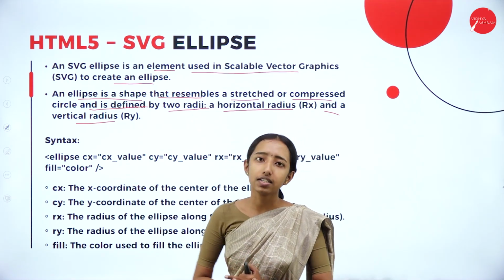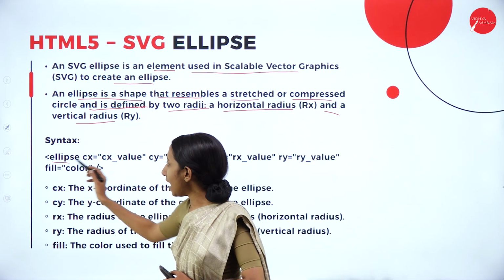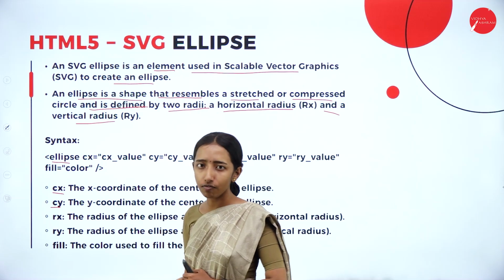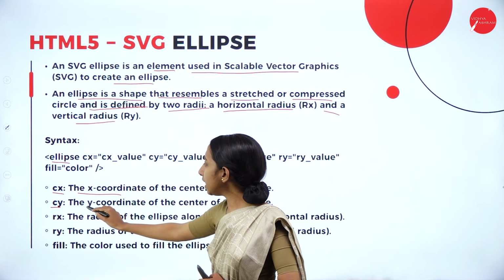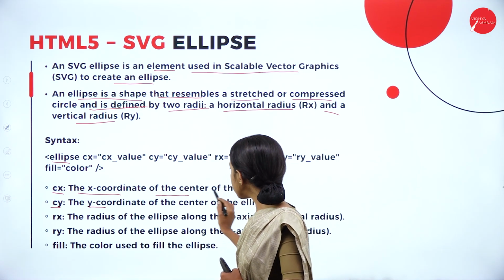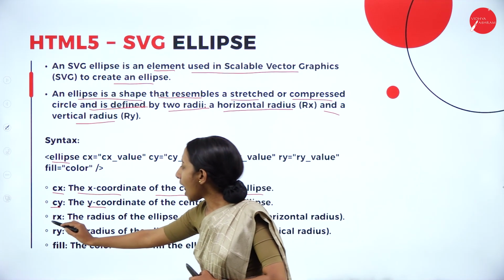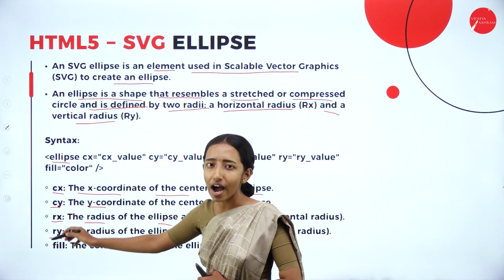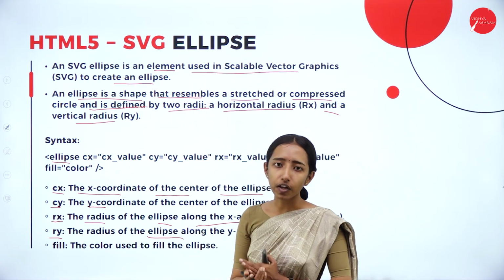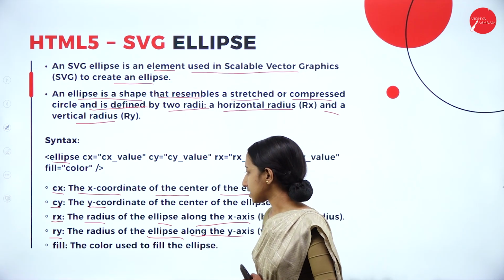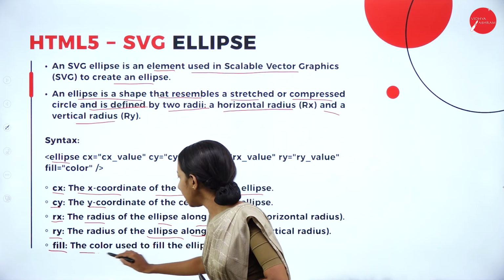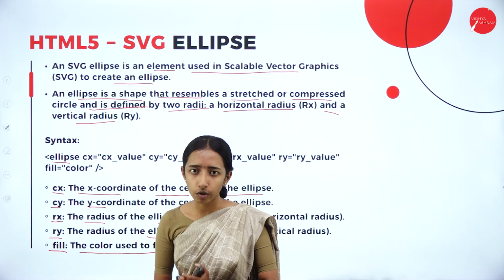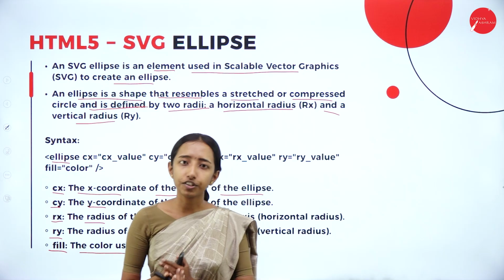So here we have a syntax. We have taken the ellipse element and given attributes like Cx and Cy. These are the x coordinate and y coordinate of the center of the ellipse, and Rx and Ry are the radius of the ellipse along the x axis and along the y axis. And last we have fill, the color used to fill the ellipse. So these are the attributes of the ellipse element we will be using in an SVG tag.